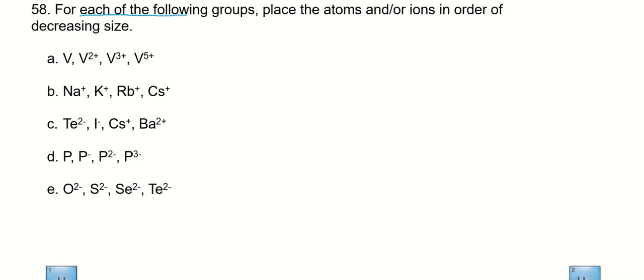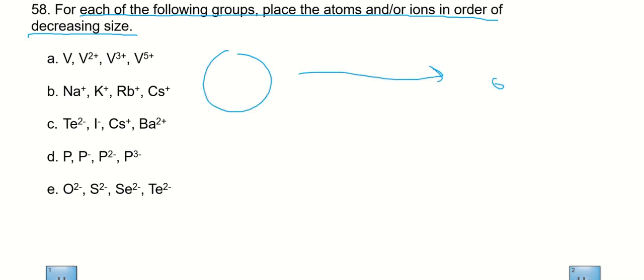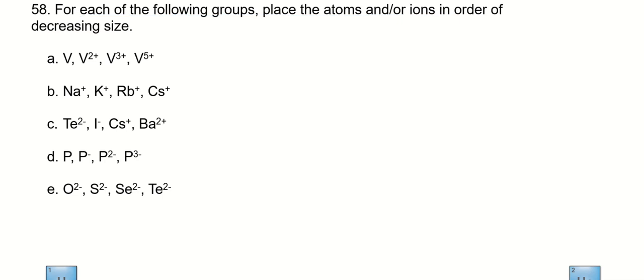For each of the following groups, we're going to place the atoms or ions in order of decreasing size, largest to smallest. Let's take a look at A. They're all vanadiums that have electrons being removed. Vanadium is down here. It's a transition metal.